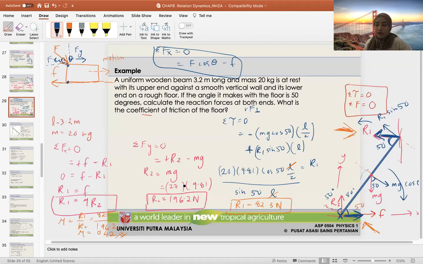But if you have both ends with friction, then it won't move, right? So you don't have rotational motion. There's no torque. You will only have F net equals to 0.